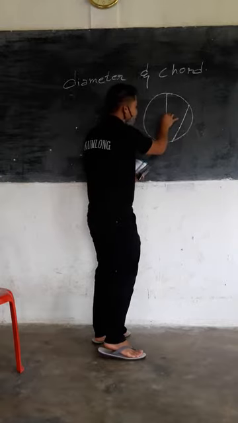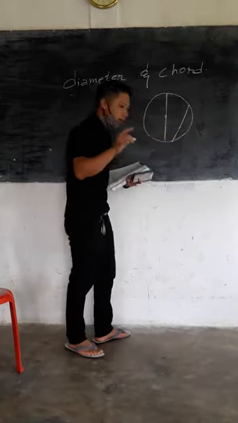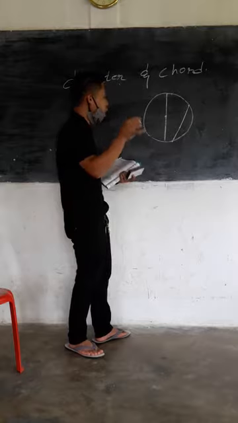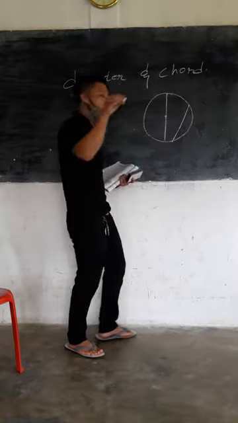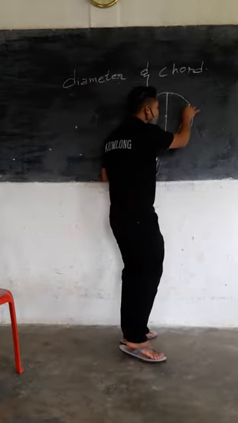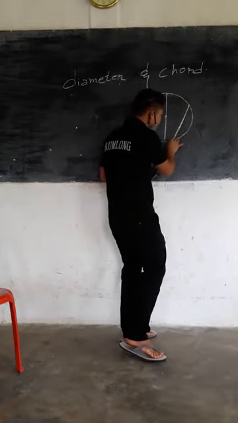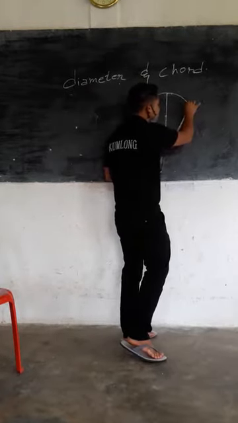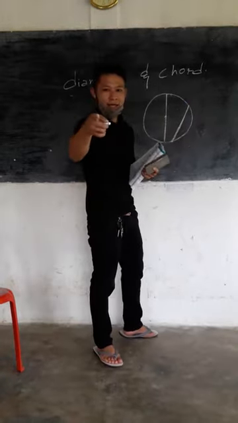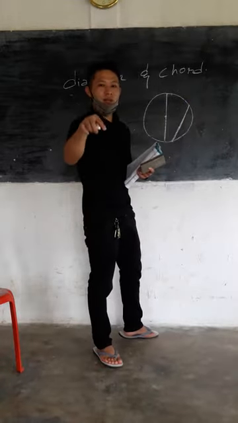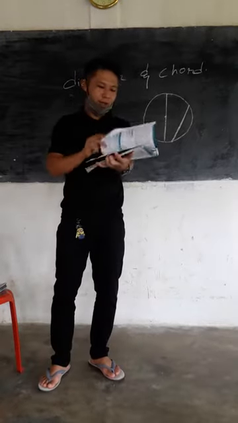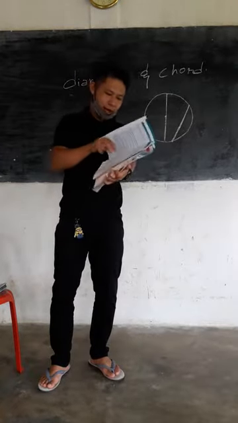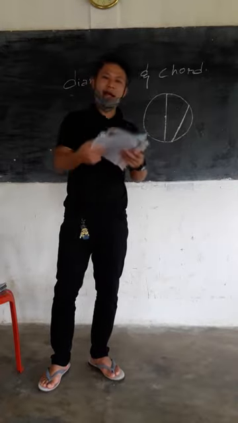This is the center point. Now, whereas a chord is a line segment whose end points lie on the circle. That is the major difference of diameter and chord. Next up, we have sector and segment.